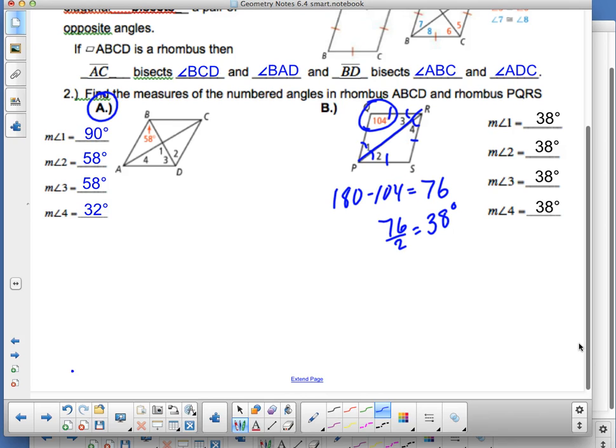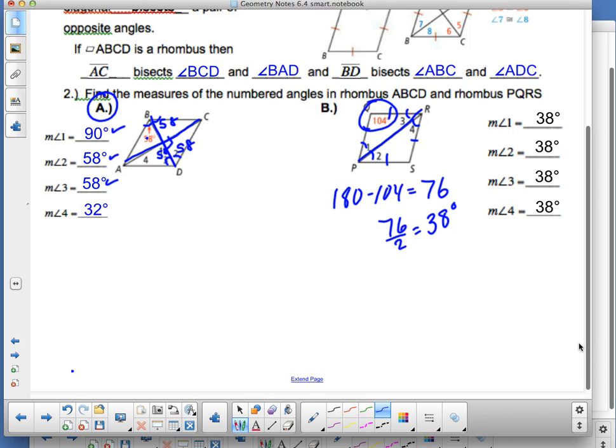Say that again. Okay, so the very first one I'm looking at, angle 1 is 90 degrees because diagonals inside a rhombus are perpendicular. Angle 2 and 3. These two angles are congruent because the diagonals bisect the angle it comes to in each side. But because opposite angles are the same in a parallelogram, if this is 58, so is this, so is this, so is this. That's why these are what they are. Okay, you all right with that?